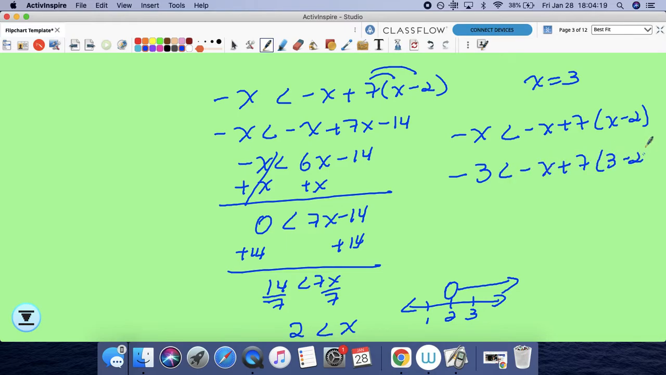3 minus 2. That doesn't do anything, and oops, I forgot to substitute this with 3. Let's see, inside the parentheses, 3 minus 2 is 1. 1 times 7 is just 7, so I get negative 3 plus 7. Negative 3 is less than negative 3 plus 7, which is 4. And that is a true inequality.